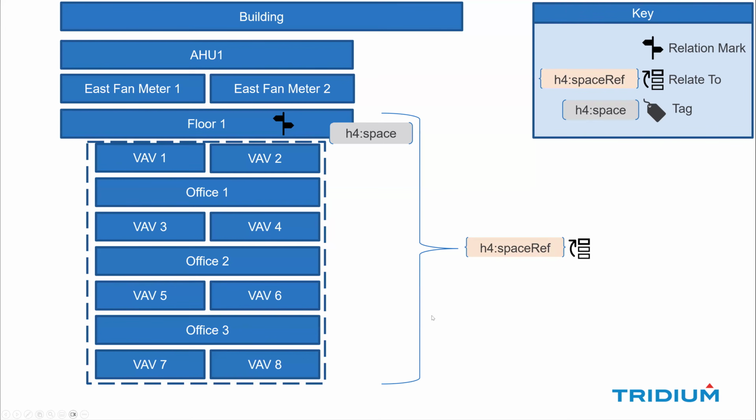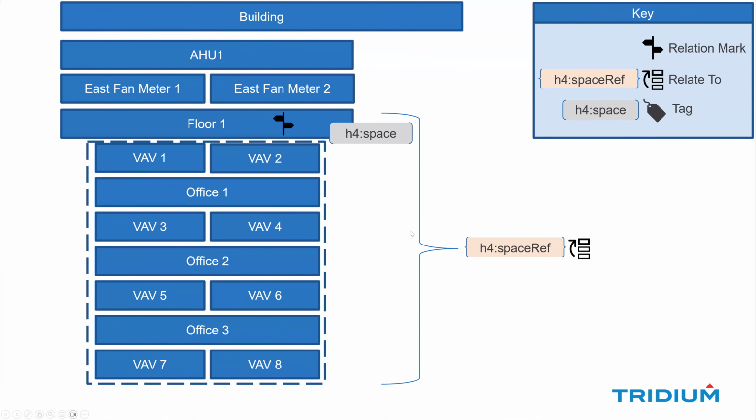And so if you looked at my building and the way I laid it out, if I apply a H4 space tag to the floor, Niagara automatically implies a reference to all of these things below it. Okay, so this is one of these things where I'm going to show you the way I did it first and then the way I cleaned it up, and it's actually very powerful.